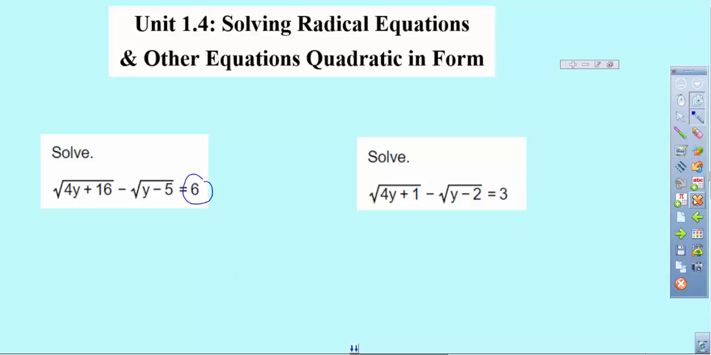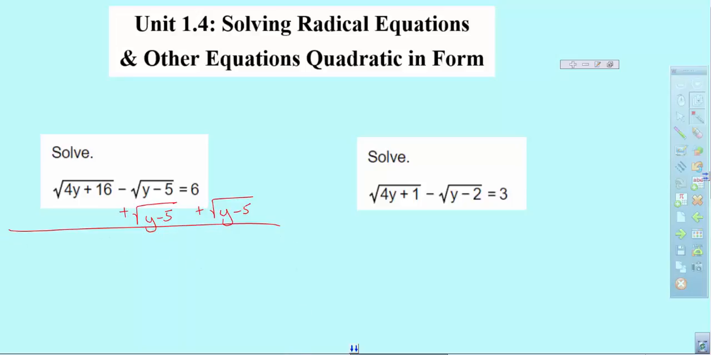So we'll start off and we'll move one of the radicals to the other side. And obviously I choose this one because when I move it over, I get the positive. That's the main reason there. So at this point, we start the problem off, and we're sitting here with 4y plus 16 is equal to, it doesn't matter how you put it, but we'll put 6 plus the square root of y minus 5.